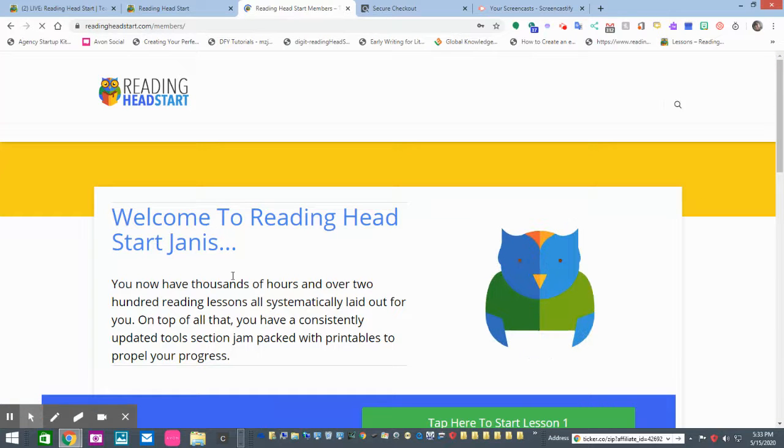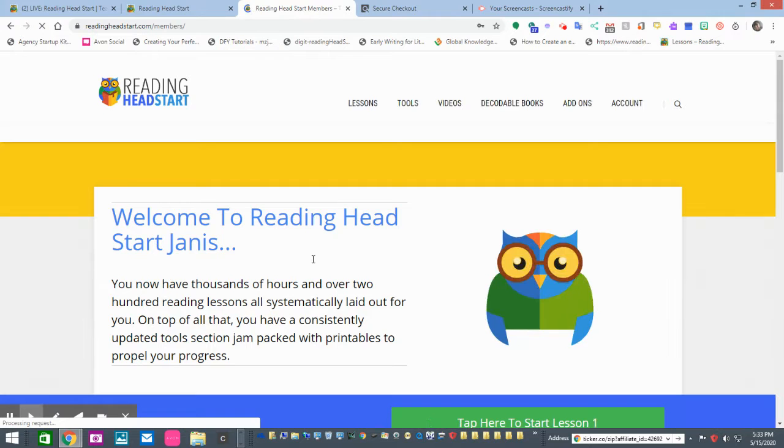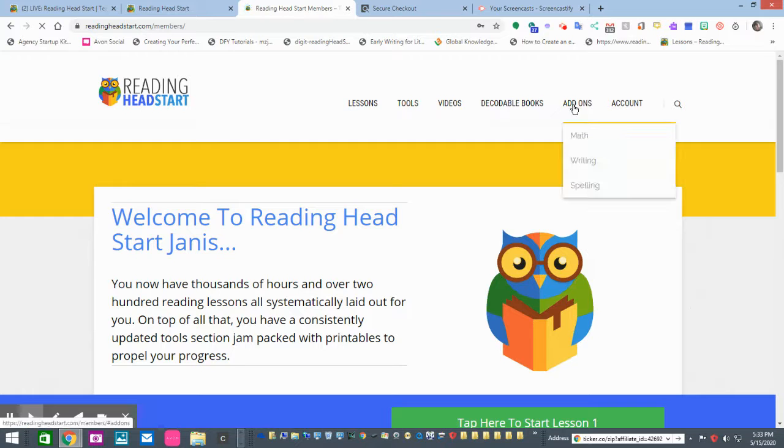Okay, so this is what it looks like. There's the lessons, the tools, the videos, the decodable books, the add-ons, like math, writing, spelling. And the reason I'm telling you this is because I really want you to look at this. Don't just take my word for stuff. If you want in, you do what I'm asking you to do.